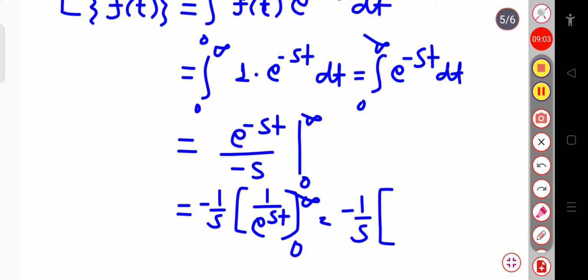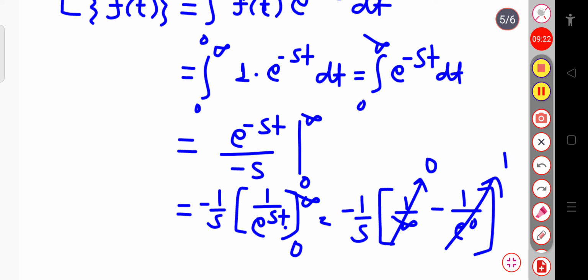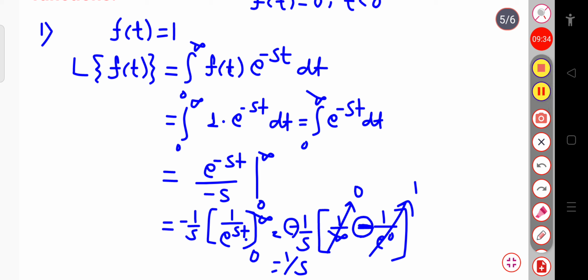When you put t equal to infinity, this will be 1 by infinity, minus, for the lower limit, 1 by exponential power 0. Something to the power 0 is 1, so exponential 0 is 1. That's why 1 by infinity goes to 0, and 1 by 1 is 1, and this is minus 1. So minus into minus becomes plus, and the result is 1 by s. This is very easy to calculate. Simply put the function value, multiply by exponential minus st dt, and calculate the integration.